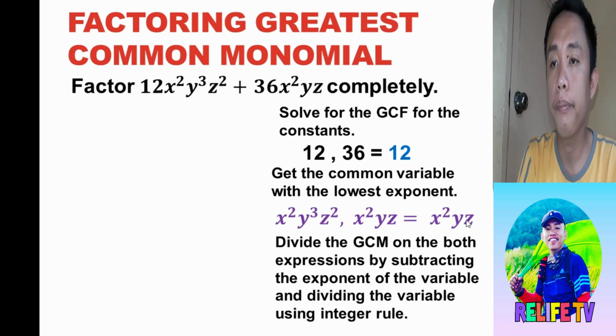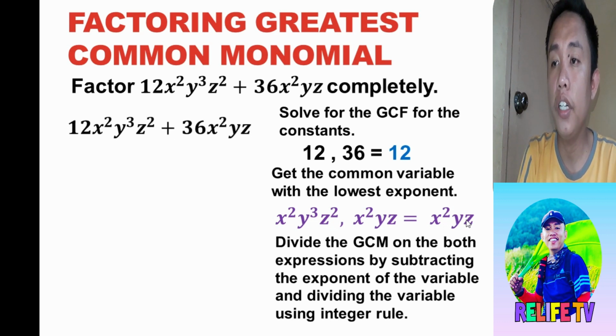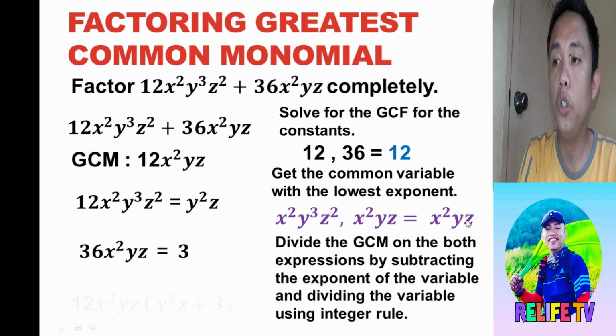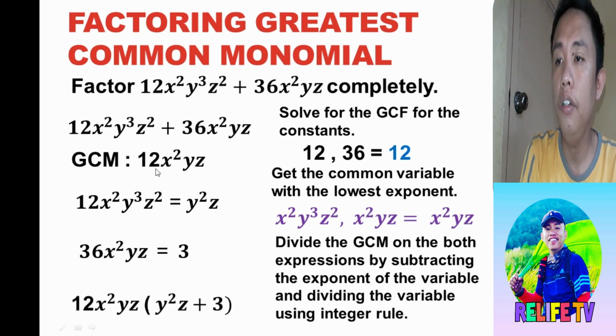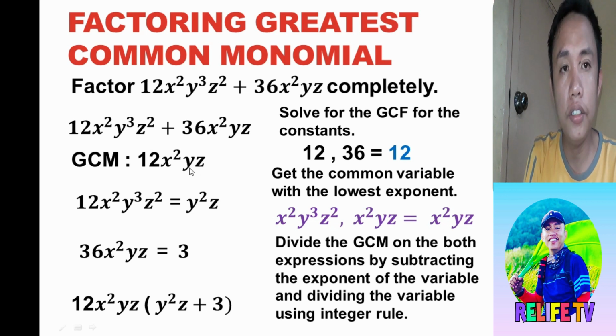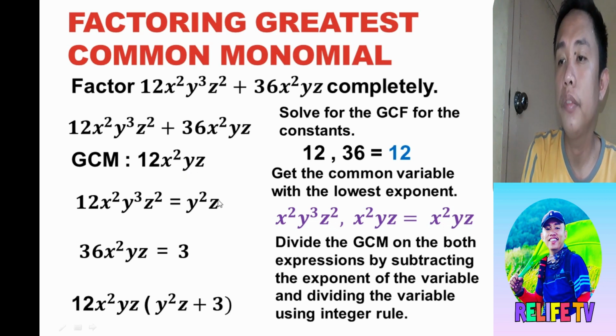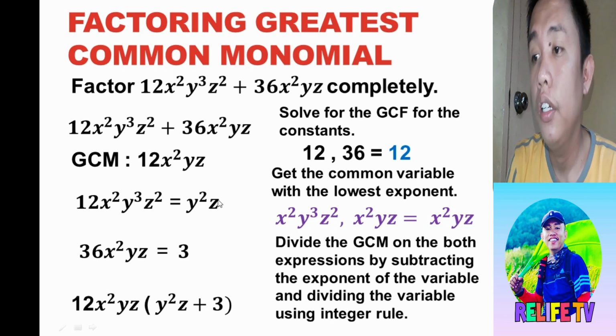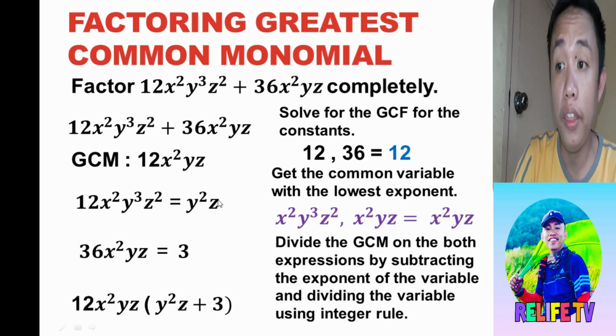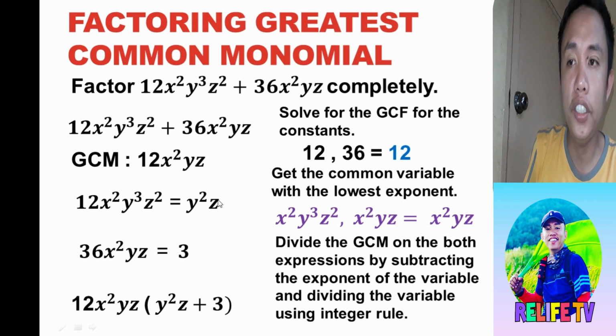Given natin equation. We have the greatest common factor o monomial. Pag dinivide natin itong greatest common monomial dun sa first term natin, so 12 divided by 12 is 1. We have x squared dito, x squared. So x squared divided by x squared is 1. So y cube and y, y squared po yun. Z squared and z. Ang ginawa natin guys doon ay binawas natin yung exponent. For the next item, yun, 36 divided by 12. So, yun po ay 3. X squared, that's 1. We have y and y, 1. Z and z, 1. Ang natira lang natin yung 36 divided by 12, which is 3.